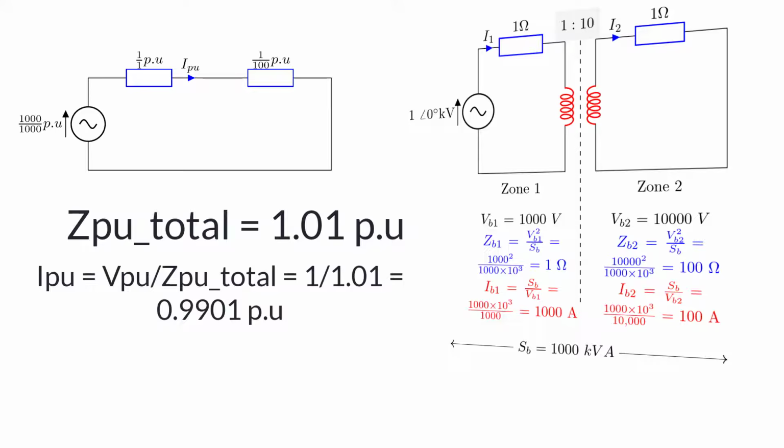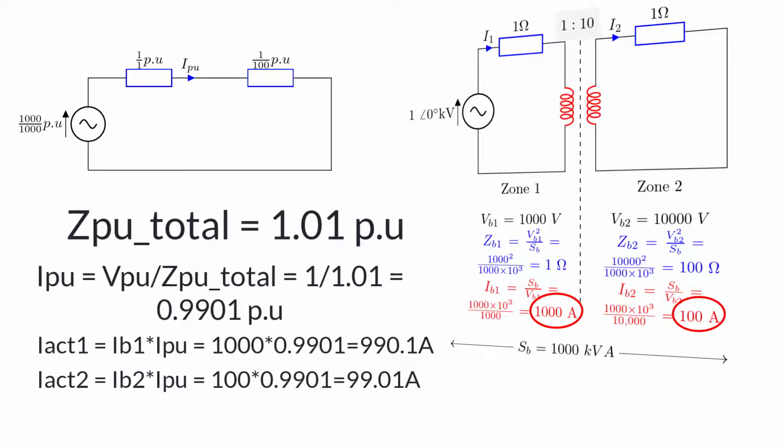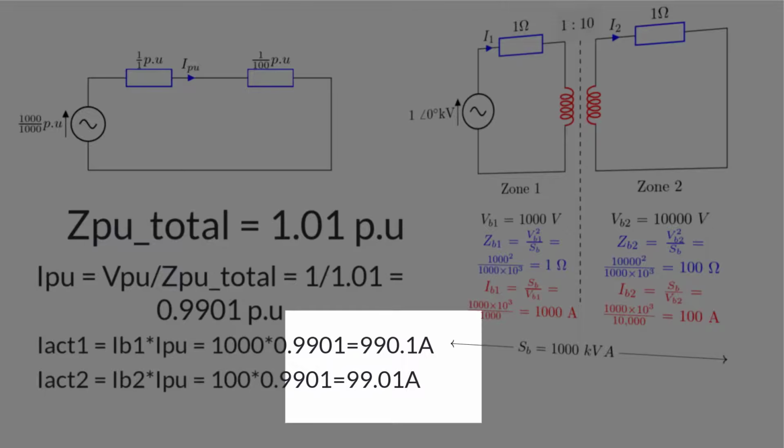In zone 1, we need to multiply by the base current in zone 1, which is 1000 amps. And in zone 2, we need to multiply by 100 amps. This gives us 990.1 amps in zone 1 and 99.01 amps in zone 2.